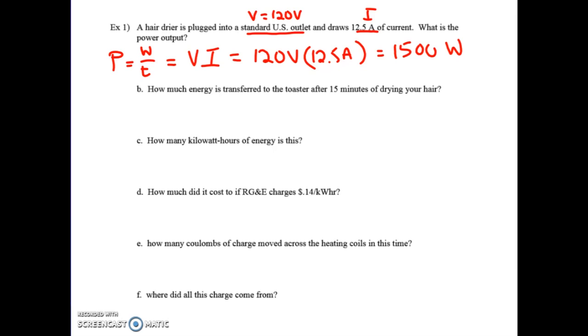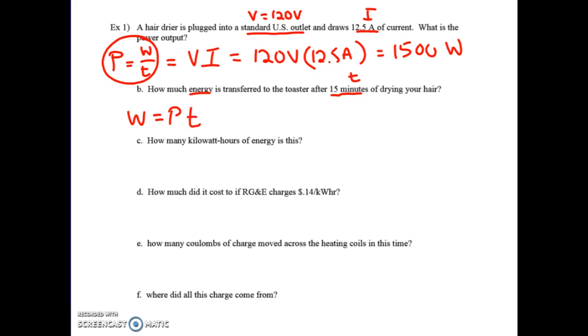Okay, next question. How much energy is transferred to the toaster after 15 minutes? So this is what we're going to have to pay for. And we'll do the calculation for paying later, but we can do the energy right now. It's pretty straightforward. So energy in our equations is W. So I can use this relationship up here because I know the rate at which the energy is being produced. We just figured that out, the power, multiply it by the time.